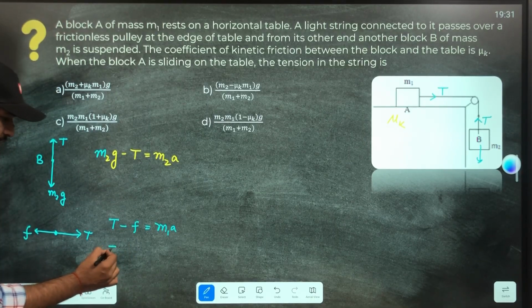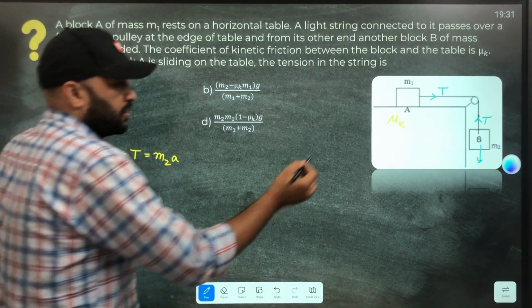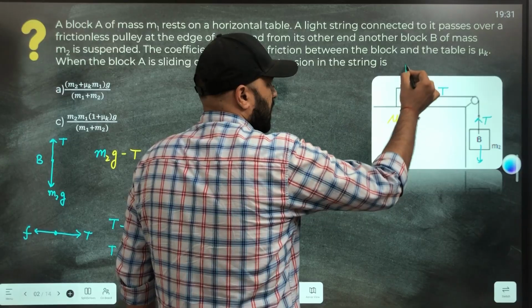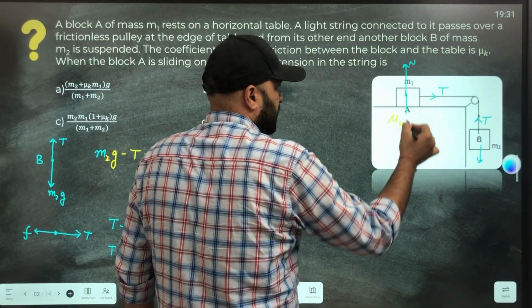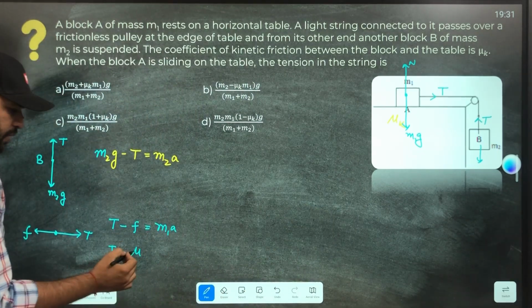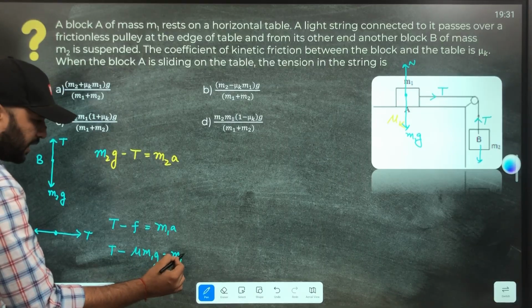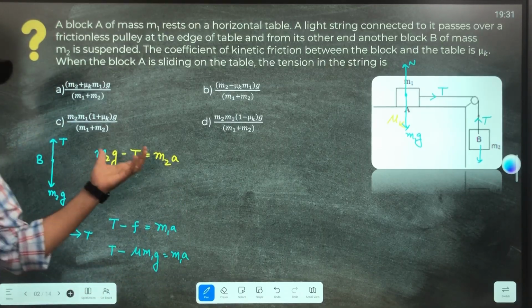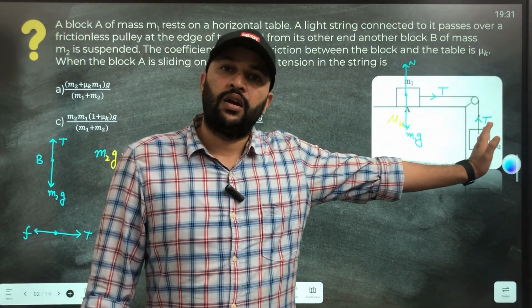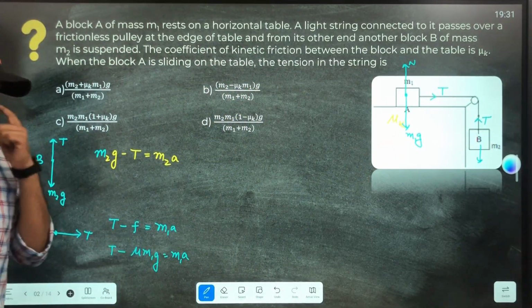Now what is our friction? Sir, our friction here is how much? Mu into normal reaction. And what's the normal reaction over here? So it's N, and that will be equal to m1g. So let me substitute here, mu into m1g, that will be equal to m1a. This is our second equation. So this is the first equation we are getting from the FBD of object B, and the FBD of the first object is giving us the second equation, right?